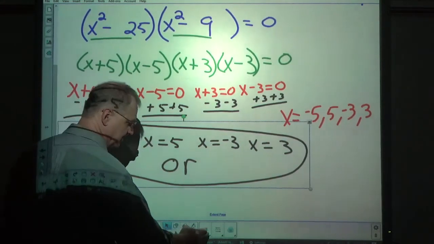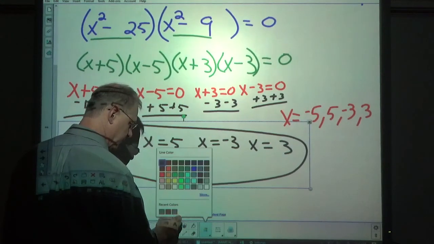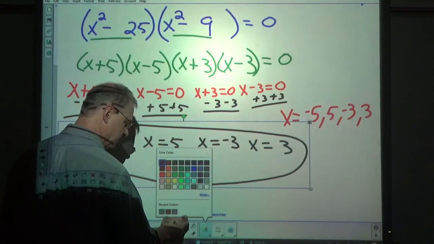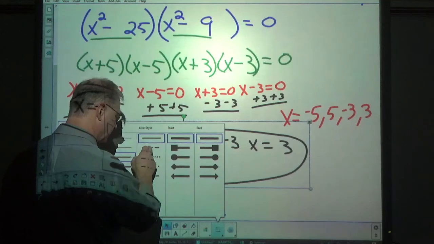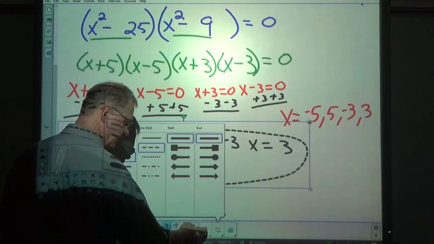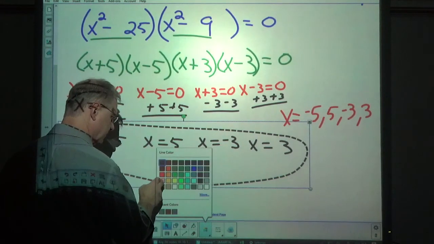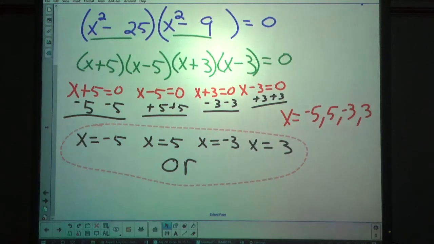I think I'm going to replace that part with this. And let's make it a different color. All right, there's your final answer. Red or black, doesn't matter.